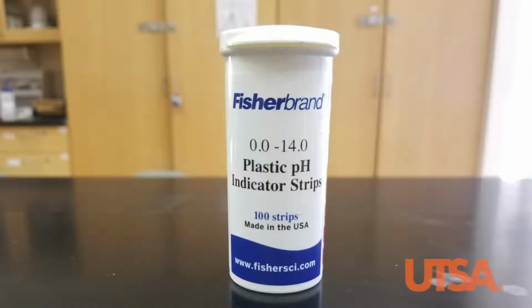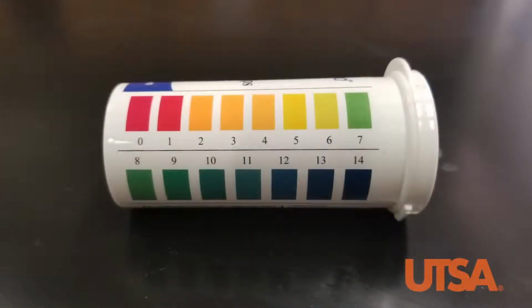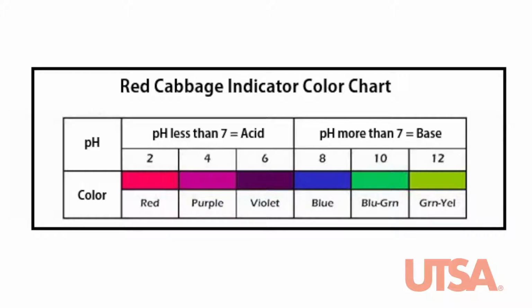If you want to further investigate or confirm the findings, you can allow the students to use pH strips, such as these, to get a more accurate measure of pH. Please note that these strips use a different color scale. Finally, the students can confirm their findings given known pH values from a reliable online source and draw conclusions based on their findings. And that's the red cabbage indicator demonstration and experiment.